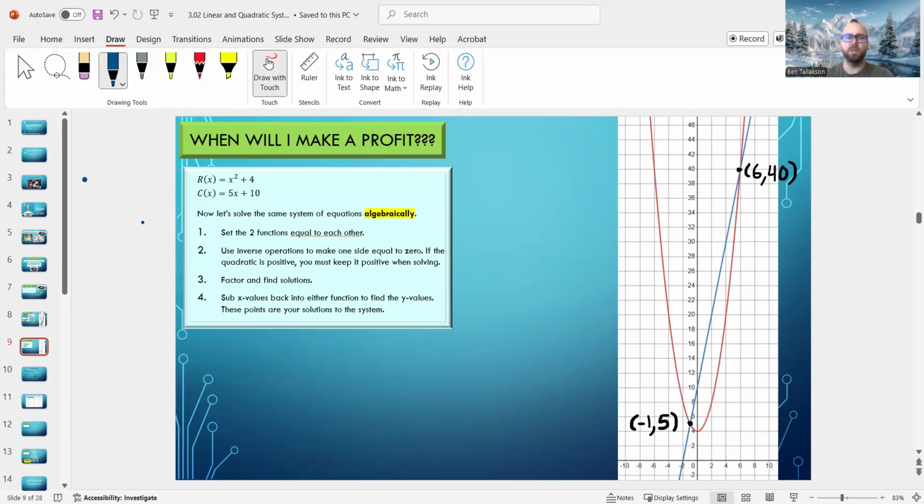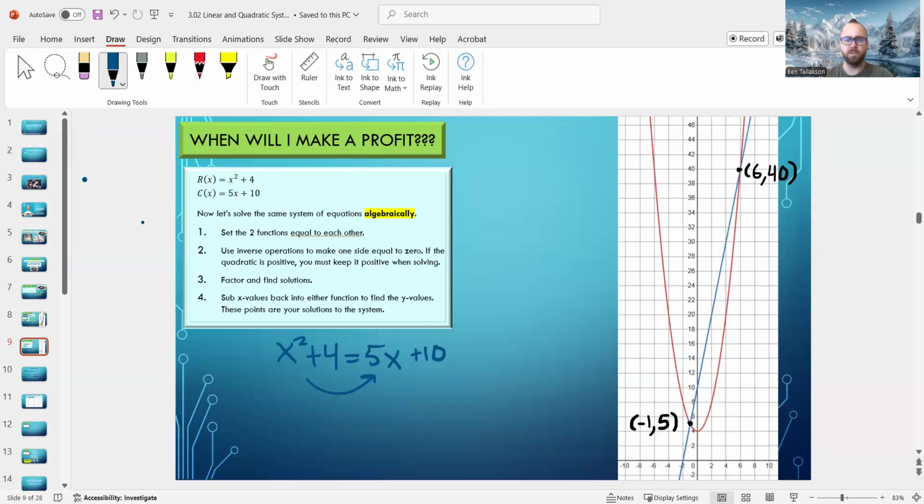When you are solving a system of equations algebraically, first set the two functions equal to each other. Because if you look at a graph, aren't the points they intersect at the same exact point right here and right here? So that's where they're equal to each other. Okay? Step 2, use inverse operations to make one side 0.